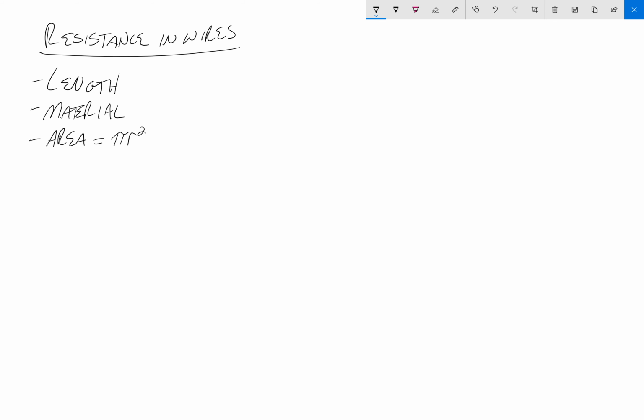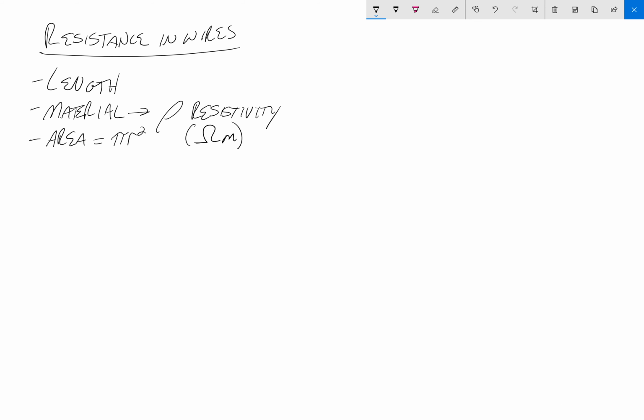Now, the material is known as rho, which is the Greek letter rho. It's not a P, and it's called resistivity. Resistivity, and it's measured in ohm meters. That's ohms times meters. Ohm meters. I know, weird unit. And length is obviously measured in meters.